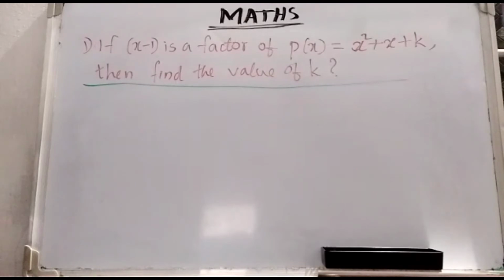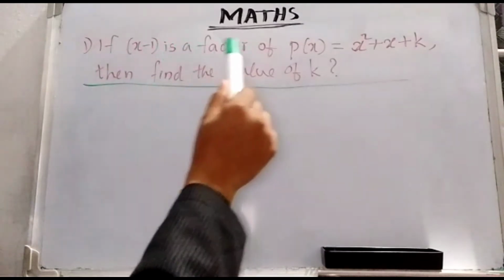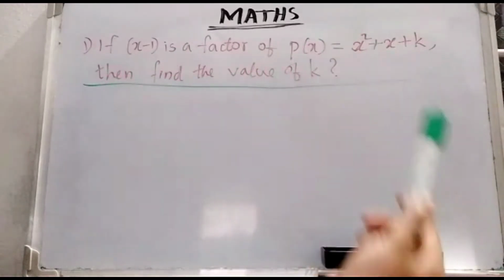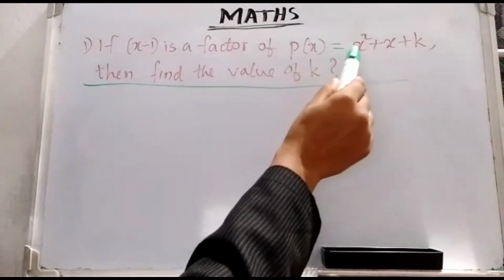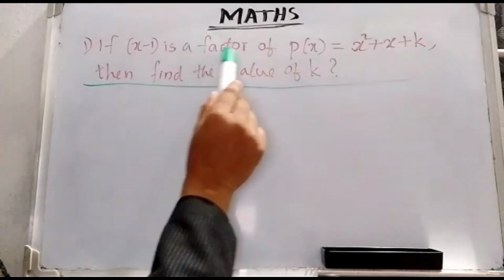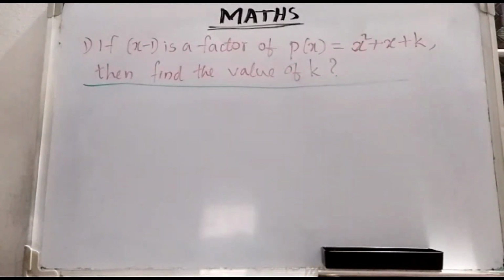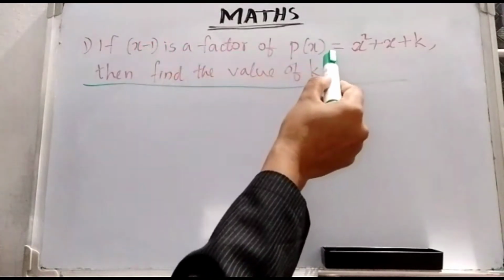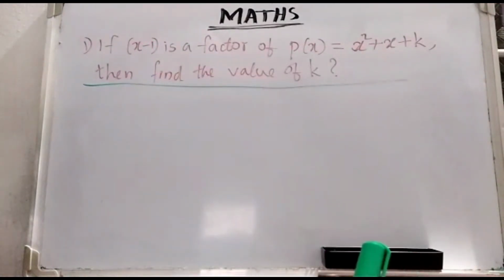Dear children, let's start with our first problem. If x minus 1 is a factor of P of x is equal to x square plus x plus k, then find the value of k. It is given that x minus 1 is a factor of P of x. This question is related to the factor theorem. x minus a is a factor of P of x. So we know according to factor theorem, x minus a is a factor of P of x if P of 1 is equal to 0.